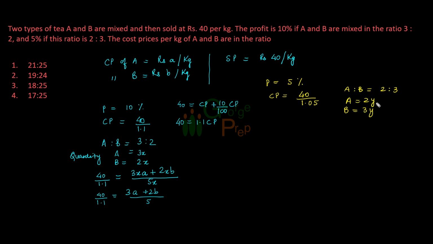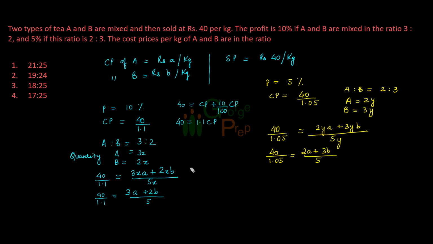If I take the price and quantity method, the cost price of 1 kg will be 2y into A plus 3y into B, divided by 2y plus 3y. So that will be 5y. That is also equal to 40 by 1.05. Here also y gets cancelled from numerator and denominator. So we can take 40 by 1.05 equal to (2a plus 3b) by 5.